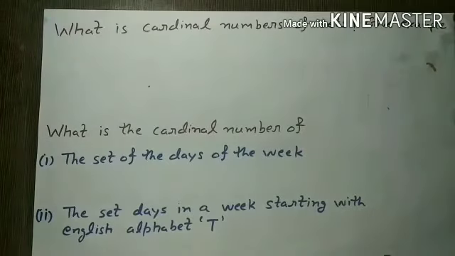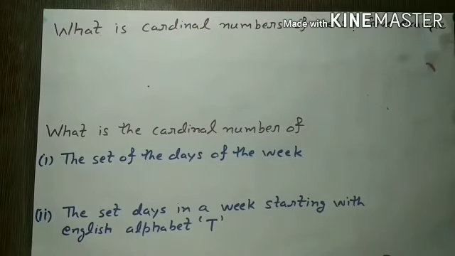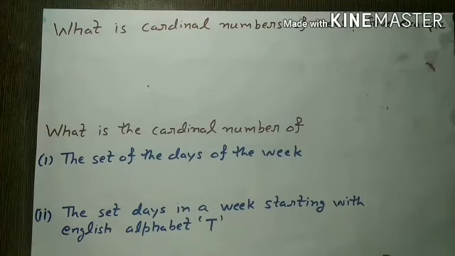Now we shall go on to the next concept of sets: what is the cardinal number of a set? Give an example. Now what is the cardinal number of a set? You know that in a set there are some members and all the members are different, and the counting of those members is called the cardinal number of the set.